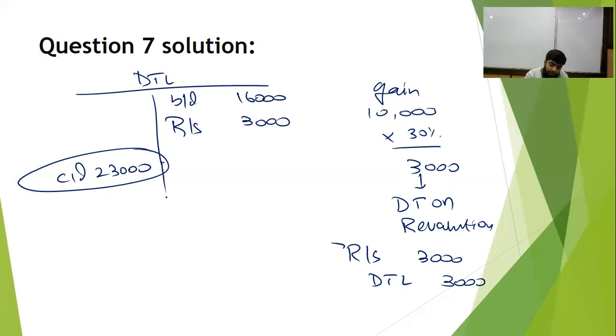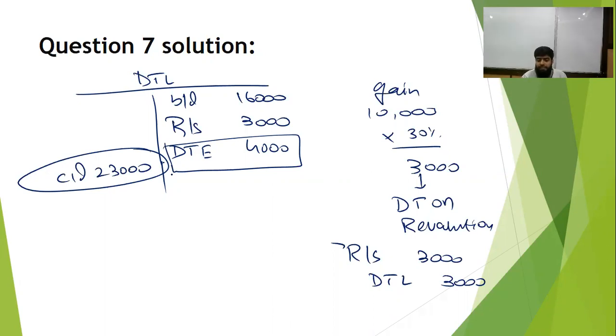Now let's calculate the difference. 16,000 plus 3,000, that is 19,000, minus 23,000. It means 4,000. Now the 4,000 is the amount of deferred tax that will be reported in deferred tax expense. That will be reported in the deferred expense, that is the P&L.